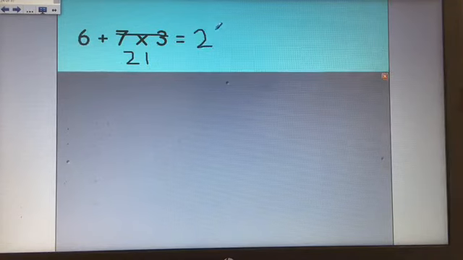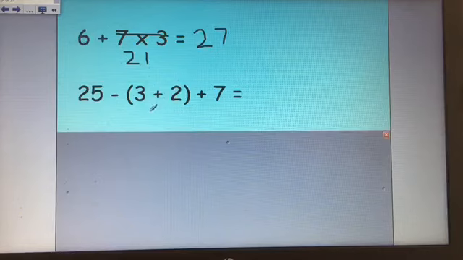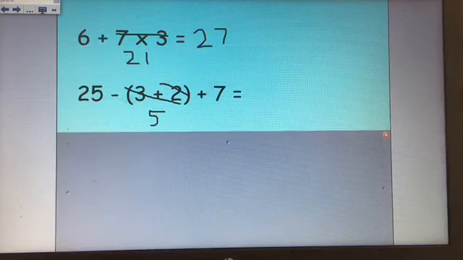Let's have a look at the next one. 25 subtract 3 plus 2 add 7. Well, we know the bit in brackets is the most important, so I'm going to do that bit first. So 3 plus 2 is 5, so I'll do that underneath. Put a little line for it. And then we just do it in order because it's subtraction and addition. So 25 subtract 5 makes 20, add 7, also makes 27.